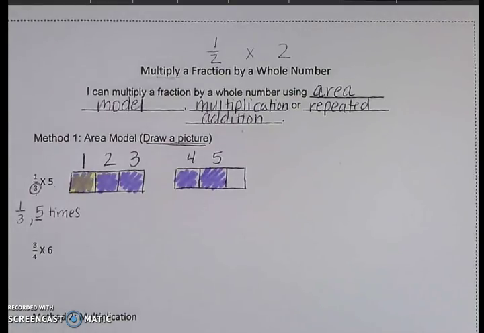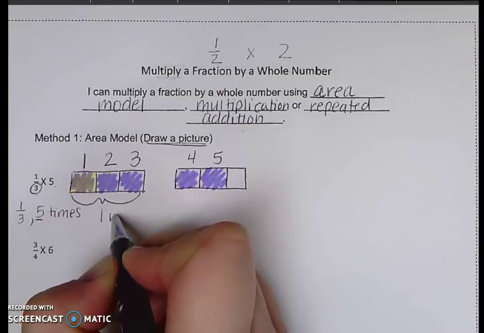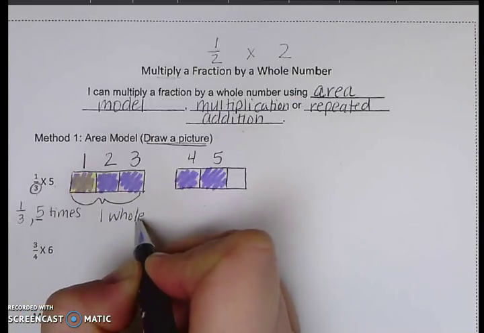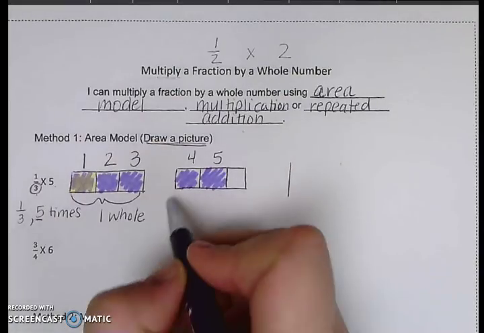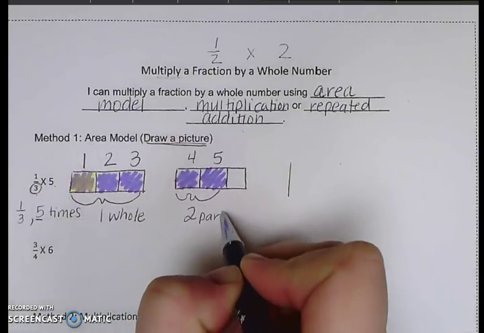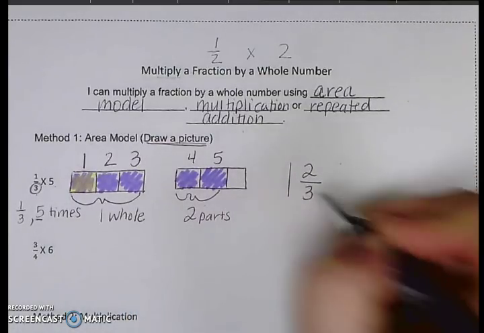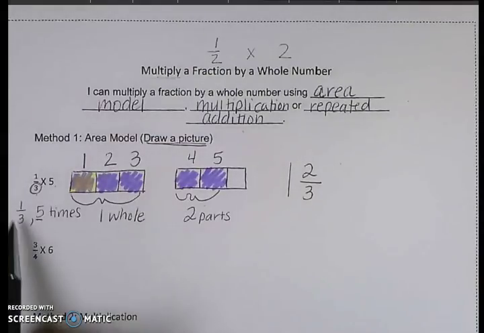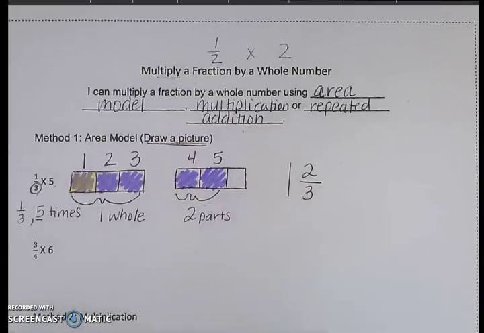Now I've got to figure out what this mixed number would be. Well, I know since all of these are shaded in, this would be 1 whole. So I know the first part of my answer is 1 whole. Here, I've got 2 parts shaded in. So that would be 2 parts out of a total of 3. So 1/3 times 5 would be 1 2/3.